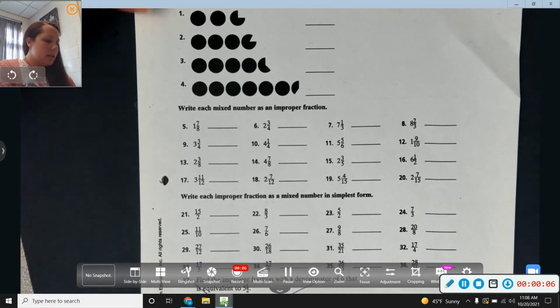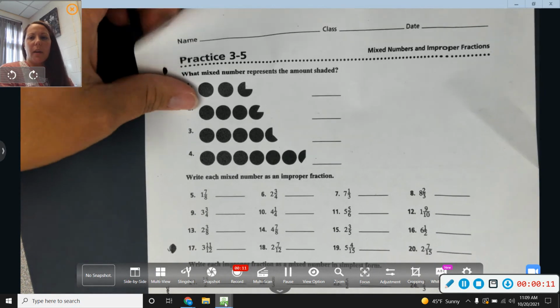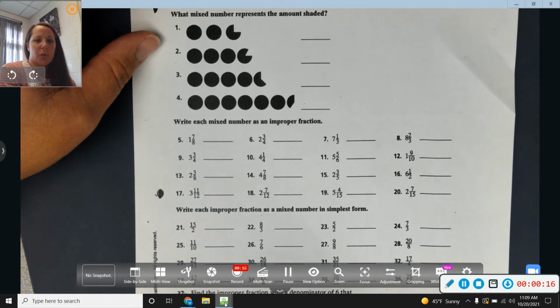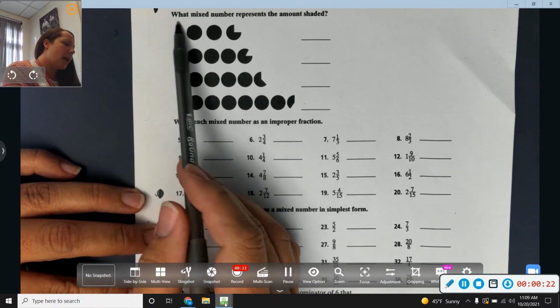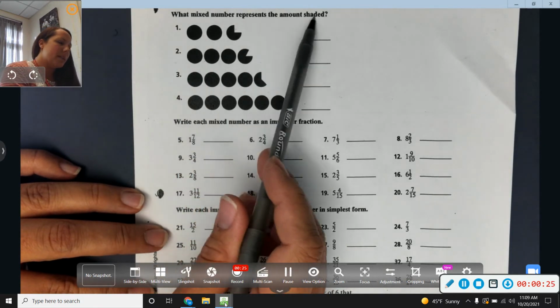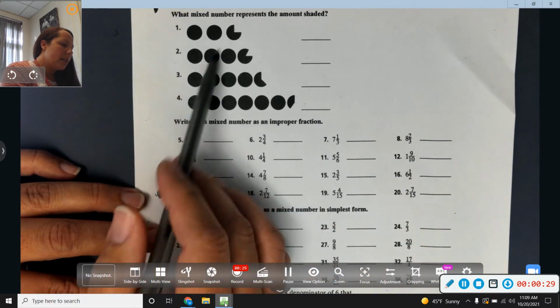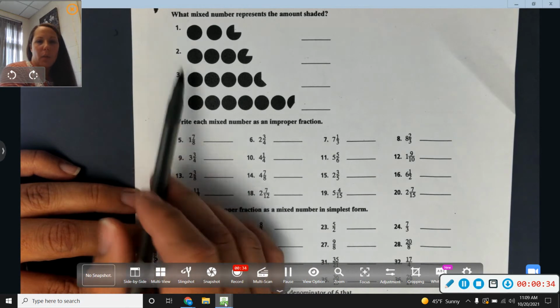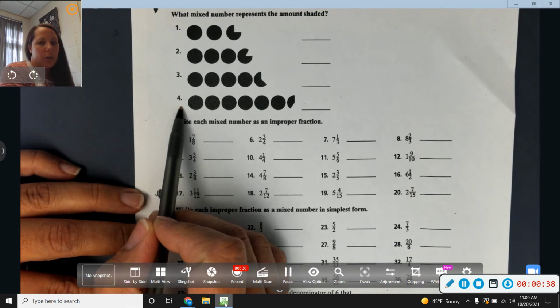This is the assignment for Thursday this week, practice 3-5, mixed numbers and improper fractions. We are going to work on this. So this top part, what mixed number represents the amount shaded? Okay, so we need to go through, and I'm going to give you an example for number 1, and then I want you to work on 2, 3, and 4 on your own.